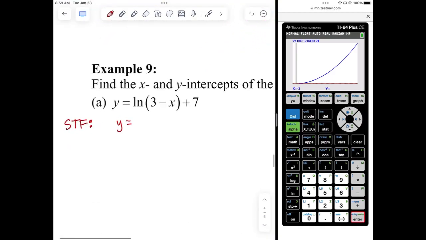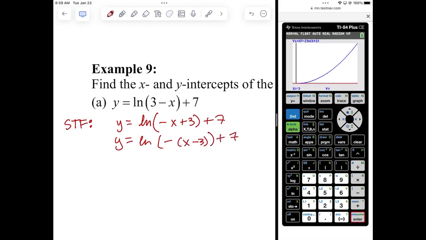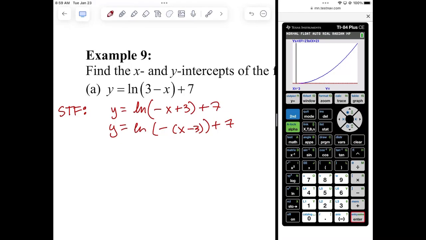All right, example 9. So all I need to do is make the inside match. So that's -x plus 3 plus 7. And then on the inside, remember, I need to factor out the negative, so that gives me x minus 3 plus 7. Okay, now the parent function is natural log. We know what that looks like. What does the negative in front of the x do?